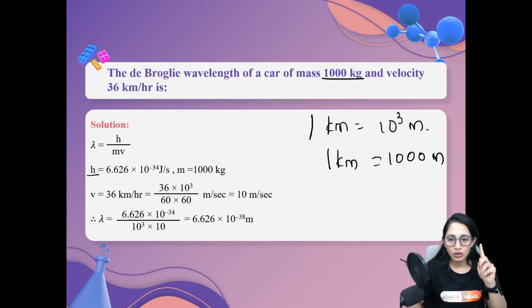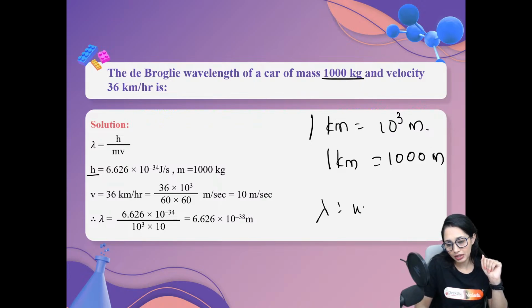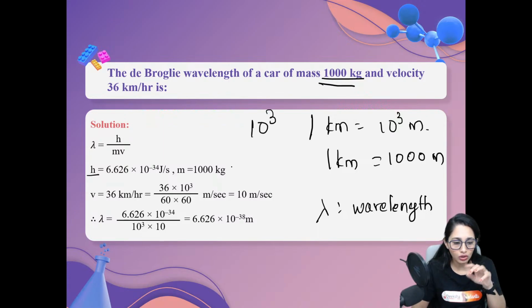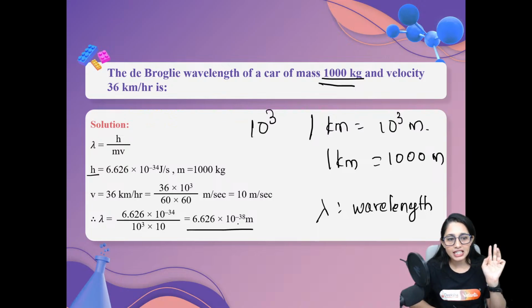So lambda is the wavelength, and we can calculate that by simplifying everything. 6.626 into 10 raised to minus 34 divided by 10 raised to 3 into 10. That is m into v. What is m? That is 1000 kg, which means 10 raised to 3. Into 10. So the final answer will be 6.626 into 10 raised to minus 38 meter.